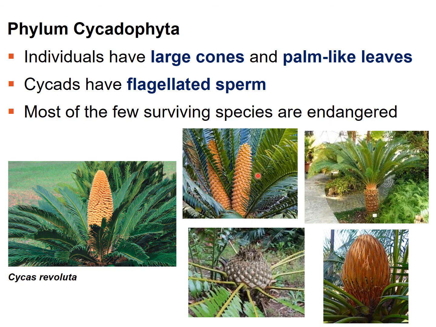So here we have the Cycadophyta. You're probably very familiar with these, especially in our tropical climates, because they're found mainly in tropical climates. They have very, very large cones, which you've probably seen before, and palm-like leaves. What's interesting about the cycads is that they do have flagellated sperm. So again, they need climates that are quite moist, which is typically found in a tropical climate. A few of the species here are actually endangered, so they're protected at this point.